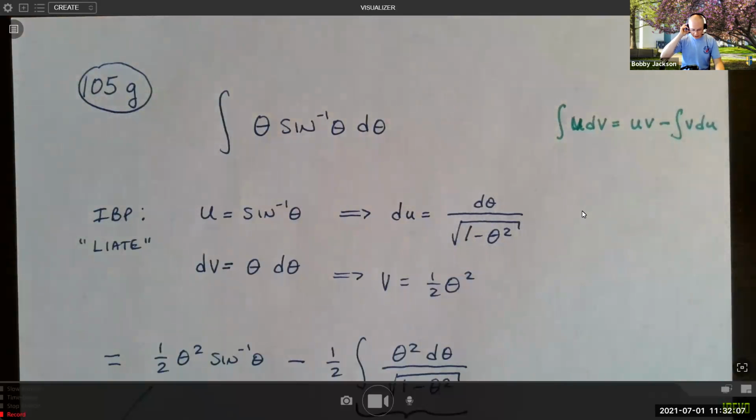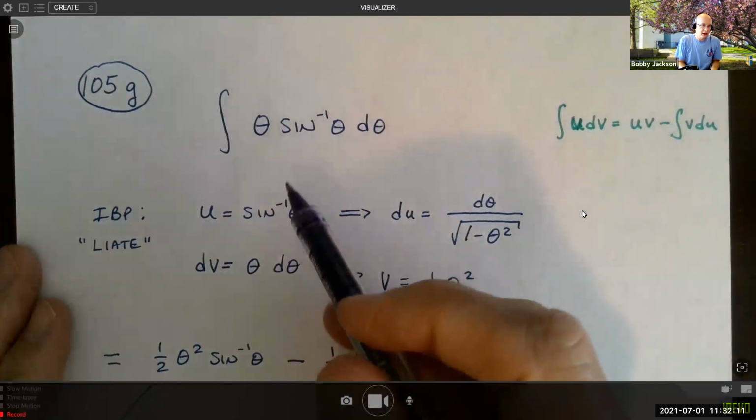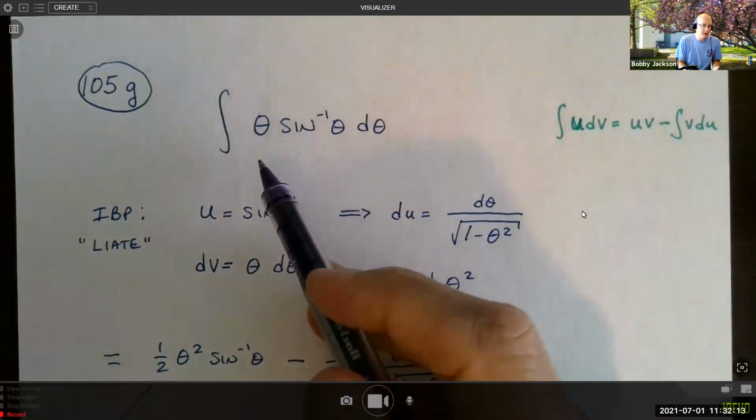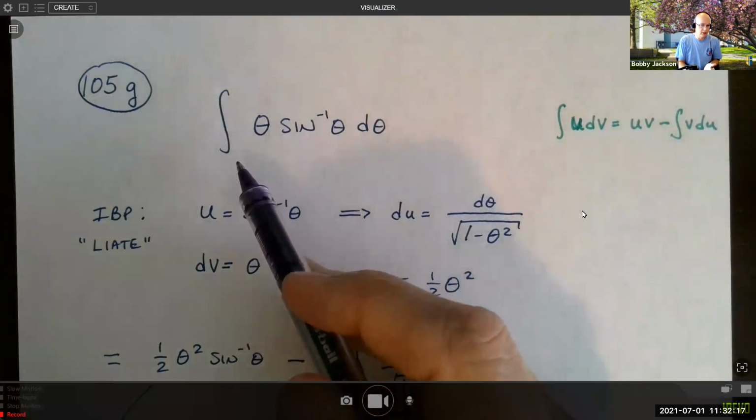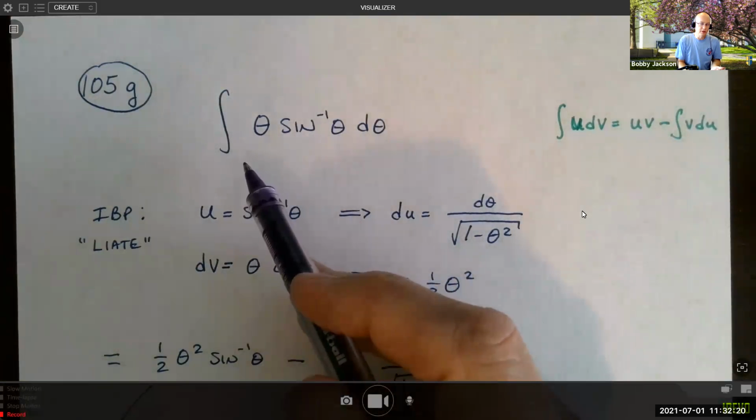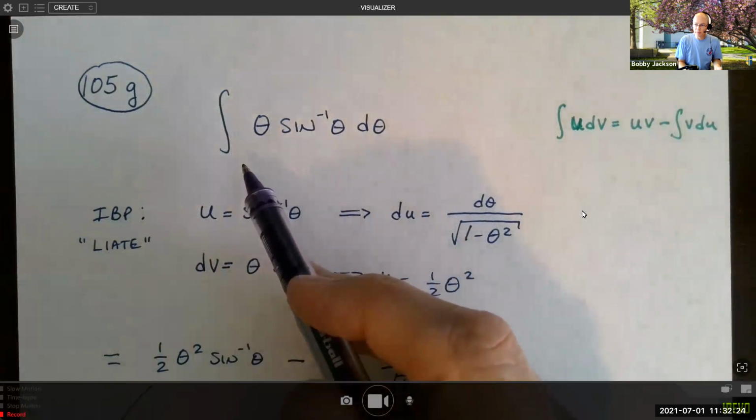Okay, let's take a look at number 105G. In 105, we have integrals where we can use any of the techniques we've learned. So we could be using simple substitution, integration by parts, trigonometric substitution, a trig integral, partial fraction decomposition, and so on.